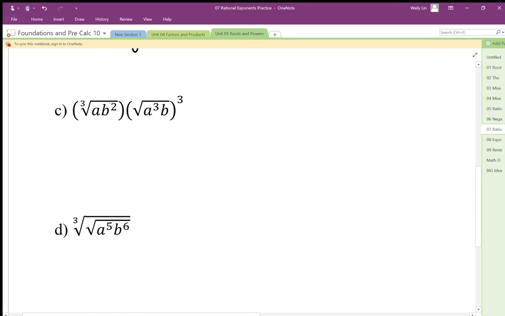Here we can do a few things. We can convert this to rational exponents and this to rational exponents and then apply the power. So I'm going to apply the exponent like this. A has a power 1, it's root 3. B, the power is 2, the root is 3.